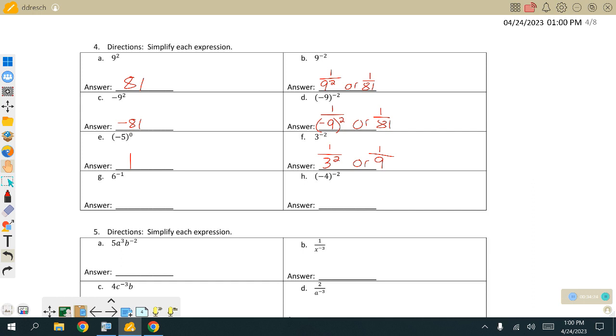6 to the negative 1. Negative 1 is what I see in the power. Rewrite that immediately. 1 over 6 to the first. Do I need to put a 1 there though? 1 over 6.